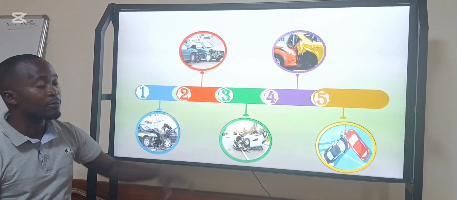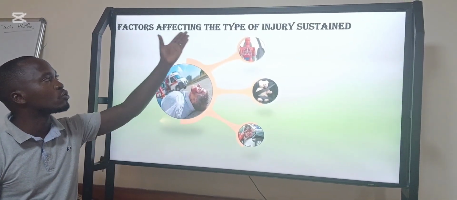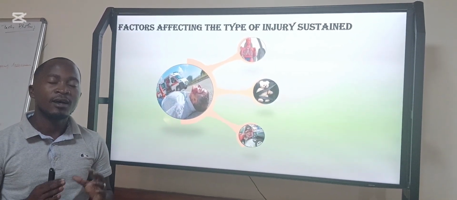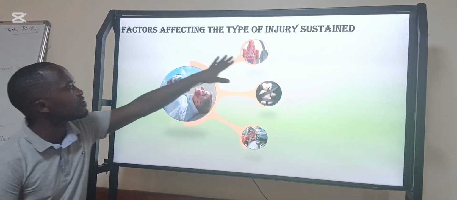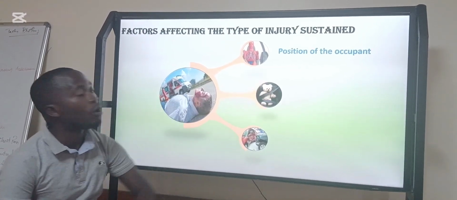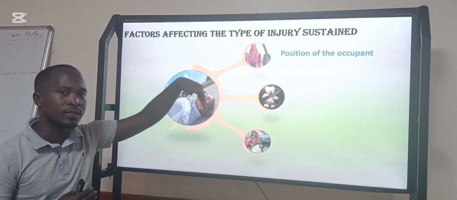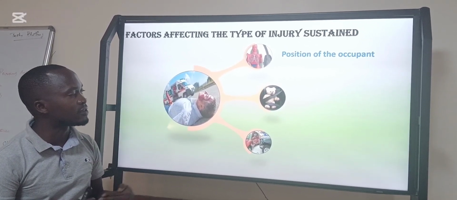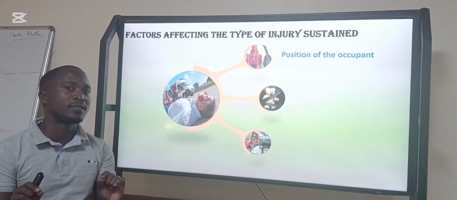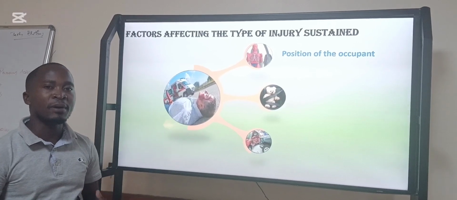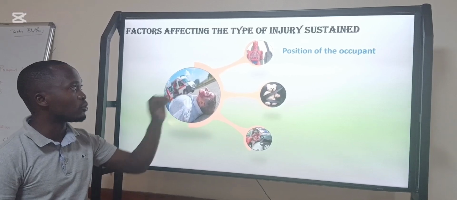Before we name the different types of crashes, I want us to look at some of the factors that you want to consider as you're responding to this call. Number one factor is, of course, the position of the occupant. The position that the occupant was occupying matters a lot in relation to that type of impact. If it's a rear end, of course we know those on the front seats will sustain significant injuries. And again, when it is a rear end impact, those at the back of the seat will sustain significant injury. So the position matters a lot.